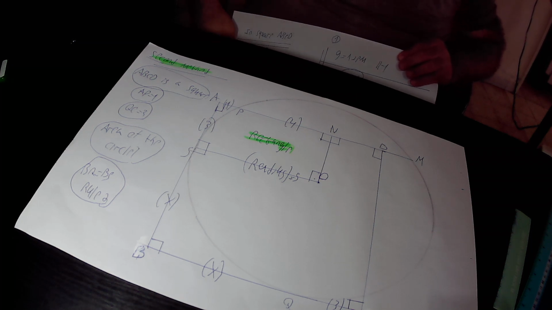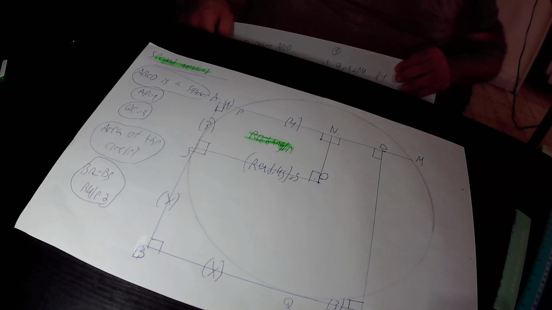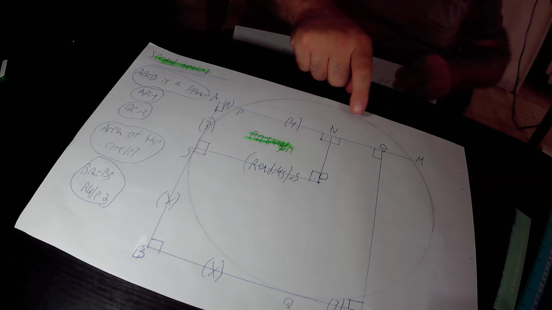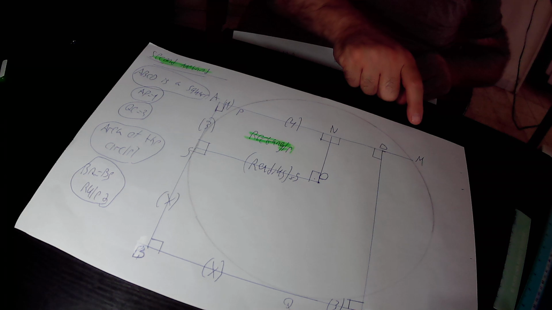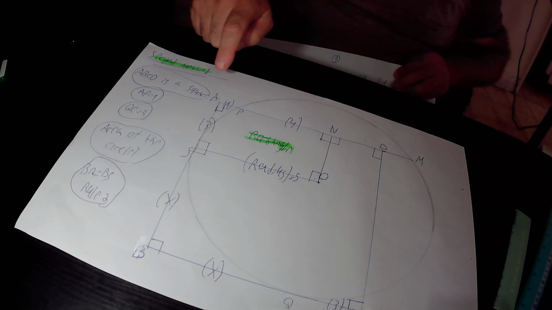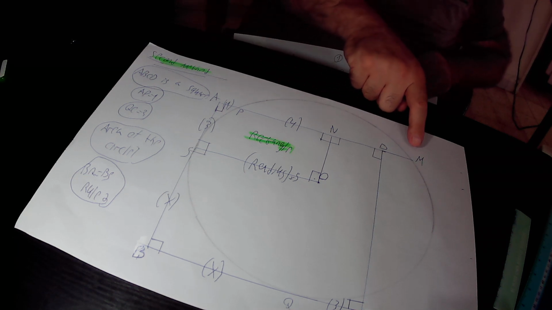In the next step, we extended side AD of this square by a straight line until it touches the circle. We find the touching point of the extended side AD with this circle. This point is point M.